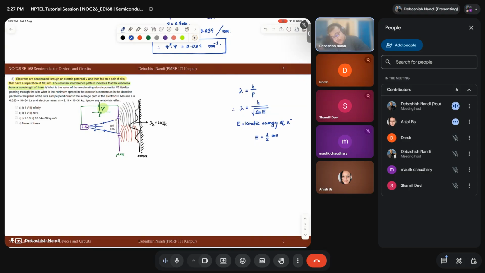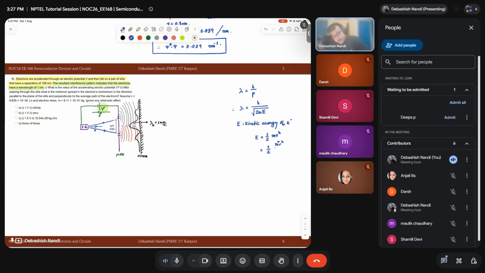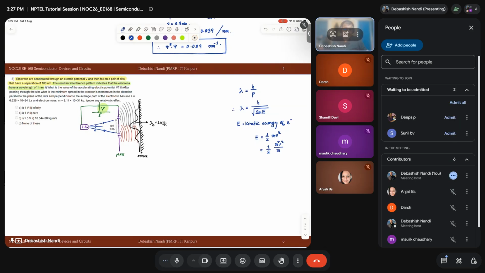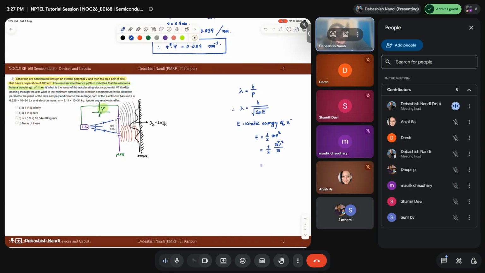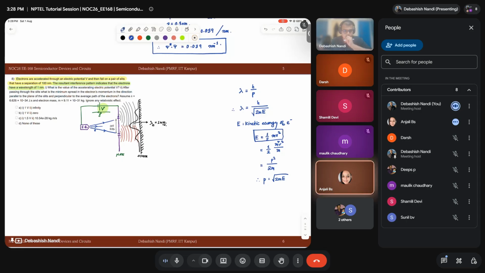For those who are not getting it, kinetic energy is half mv square, so half m square v square by m, which is basically p square by 2m. So your p turns out to be square root of 2mE. This is only possible when this is the kinetic energy, half mv square. Then we can substitute for lambda.